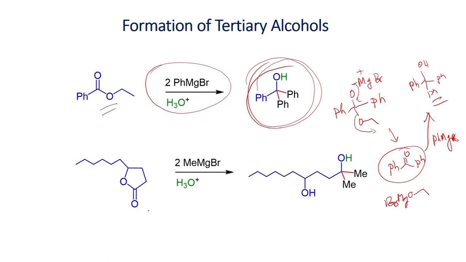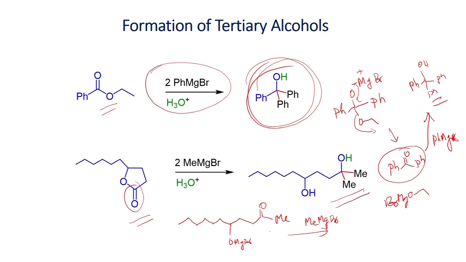The next example involves the reaction of lactone with two equivalents of methyl magnesium bromide. First, the reaction of the methyl magnesium bromide with this carbonyl group can generate this ketone. Once you form this one, it can undergo further reaction with another equivalent of methyl magnesium bromide, and you will be able to generate the tertiary alcohol as a product.